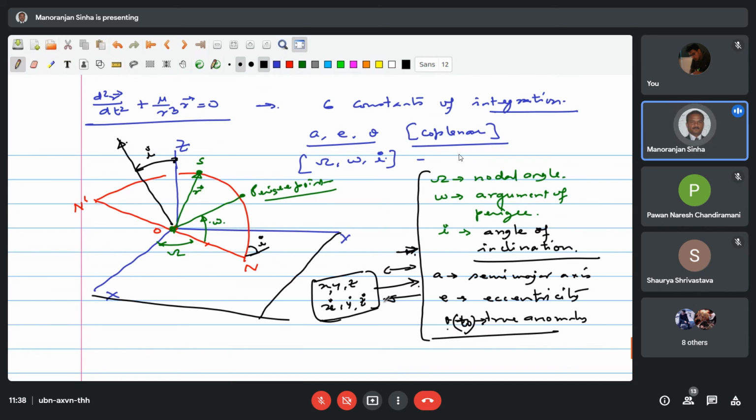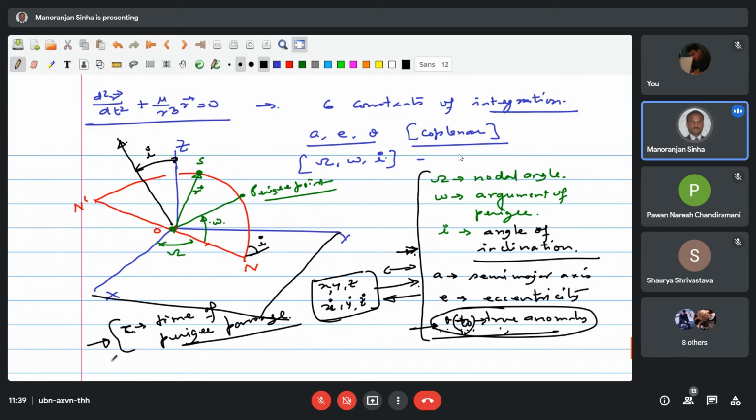However, for advanced study, the true anomaly we do not take. Rather, as I have discussed earlier, the time of perigee passage, tau, equal to time of perigee passage, is counted as the parameter rather than taking theta. Because theta happens to be a variable, only once you take it at a particular instant of time does it become a constant. So theta is not a constant, but only once you fix the t, then it becomes a constant. Therefore, the time of perigee passage is taken as another constant of the orbit.